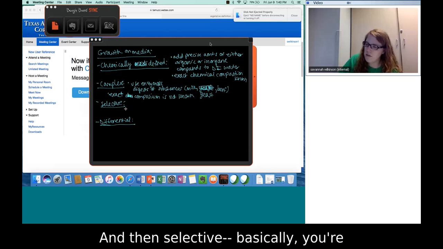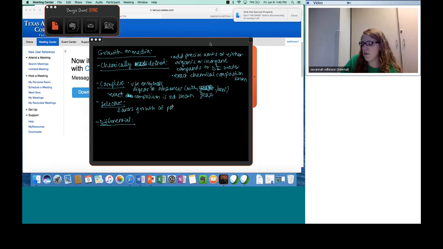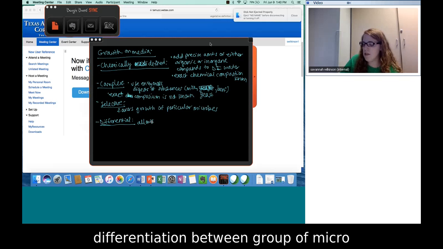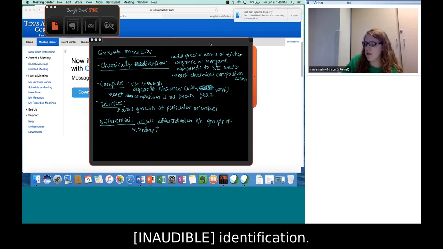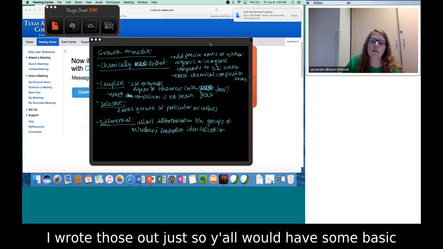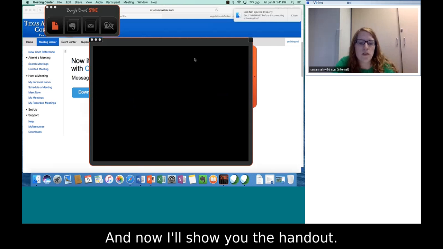Selective: basically, you're saying that media favors growth of particular microbes. And then differential is media that allows differentiation between groups of microbes and tentative identification. So I wrote these out just so that y'all would have some basic definitions for these. And now I'll show you the handout.